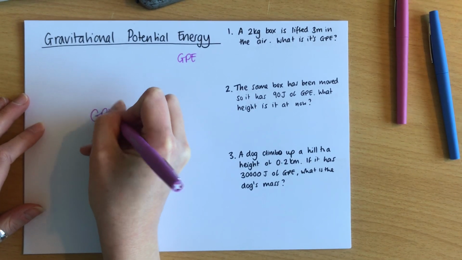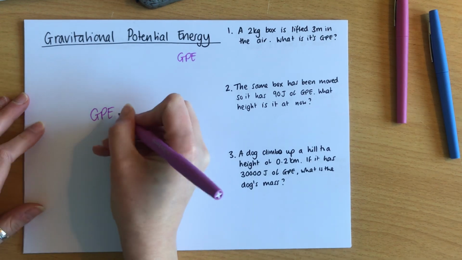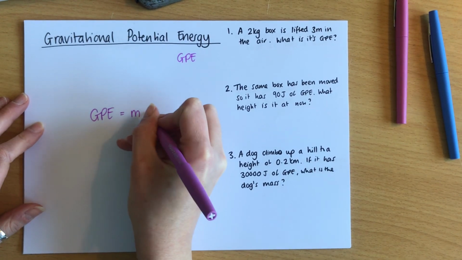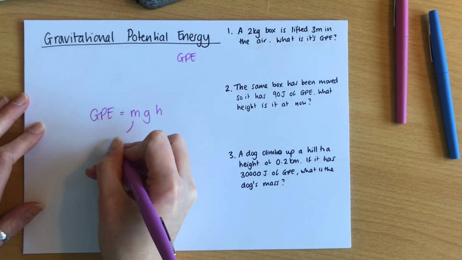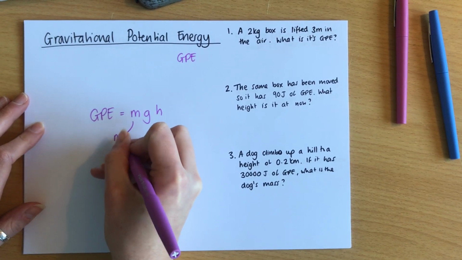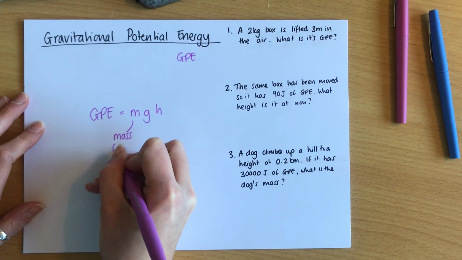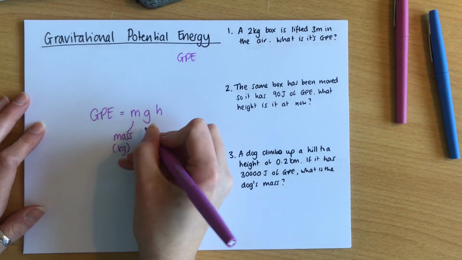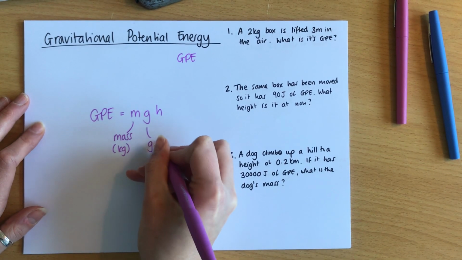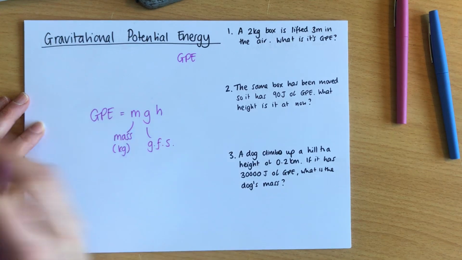GPE, which is one phrase, it's one thing, equals mgh. Now the m stands for mass, and that is in kilograms. So if you're given a mass not in kilograms, you need to convert it into kilograms to make this equation work. g, which is the gravitational field strength of the planet that you're on.